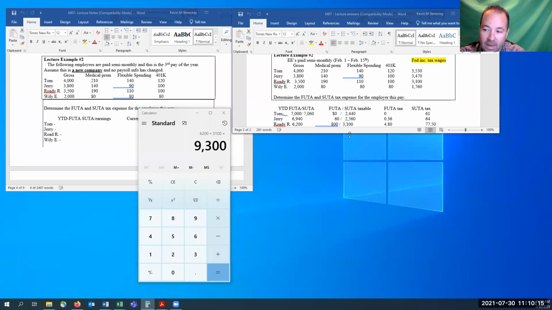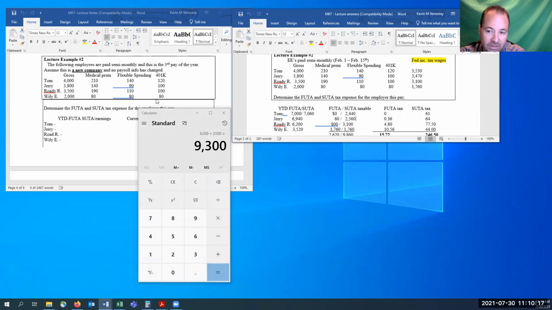And then for the Wiley guy, when you take all of his deductions, you get 1,760. And if you add in 1,760 to his prior 2 pays, he doesn't hit the cap even with this third pay. So all his wages are taxable for both FUTA and SUTA.